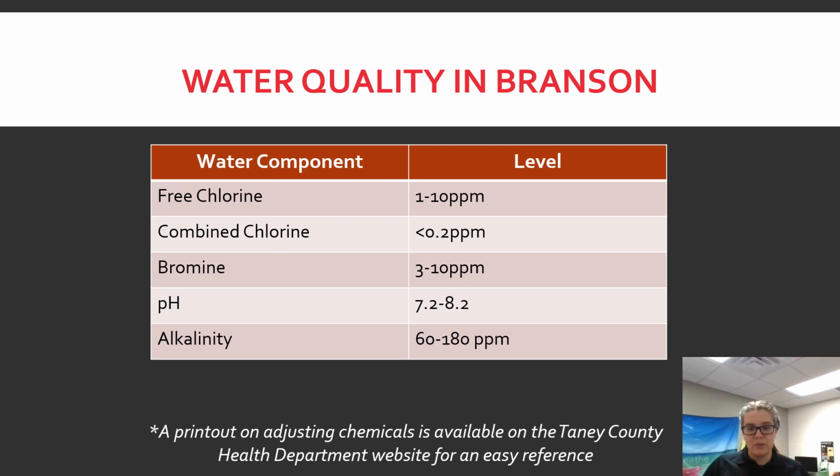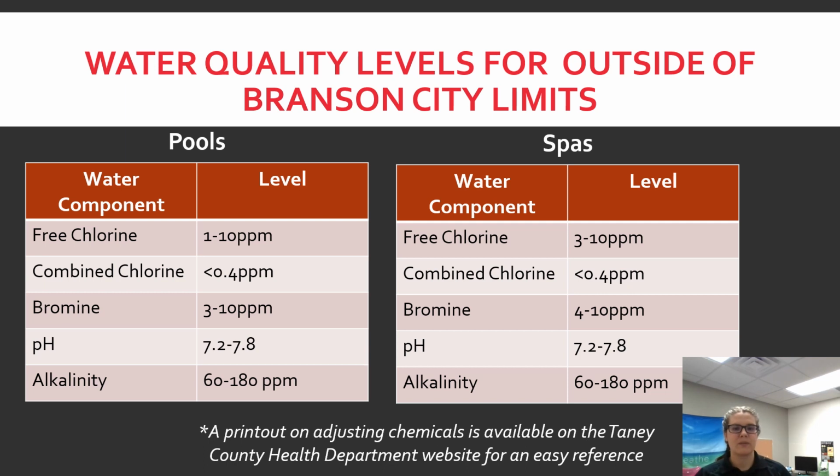So we have two sets of ordinances, one for inside the Branson city limits, which is shown here, and then we also have one for outside of the city limits of Branson. So if you are in Branson, we have a chemical check sheet that will be available on our website as a reference tool. If you're outside of the county, make sure that you get the right one and don't get the Branson one because it's slightly different in the fact that spas have different criteria than pools do. You can see here that free chlorine and bromine both have higher concentrations.